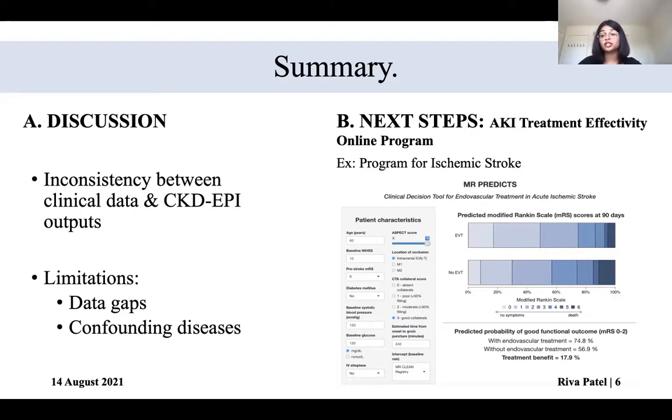The result of this project will eventually cultivate into an online software that will be able to predict the effectivity of AKI treatment following diagnosis. I have come across similar emerging technologies for ischemic stroke, as you can see on the right-hand side here, that provides statistical models for treatment effectivity. A similar program for AKI would be beneficial as well.